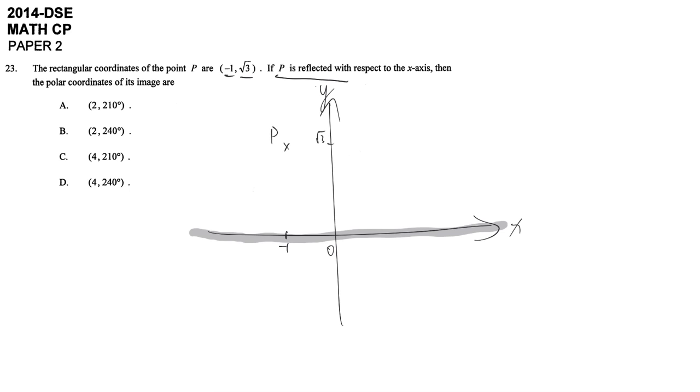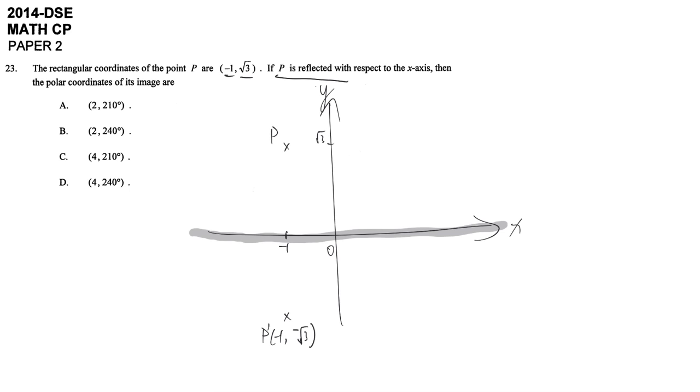So that's why the left-right position of the image is the same, still -1. But the height will become opposite. Positive height will become negative height. Try to remember in this way. It's always better than memorizing different situations where you change the sign, something like that. I don't like that kind of method.